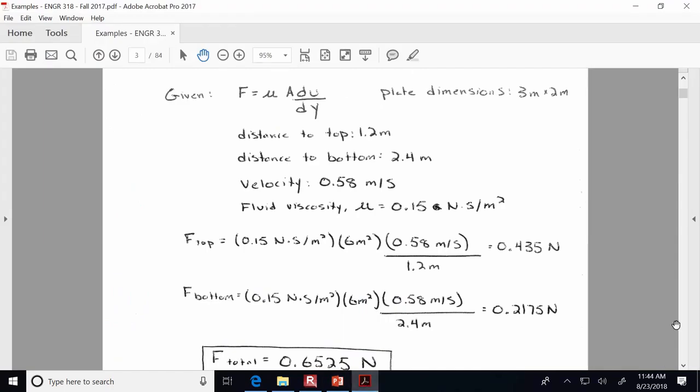Yeah, so the forces on the top of the plate are higher because the distance between the plate and the next surface is less.